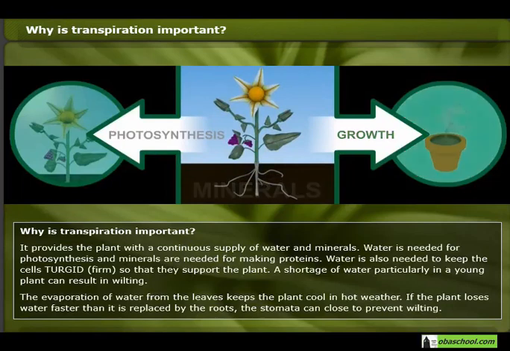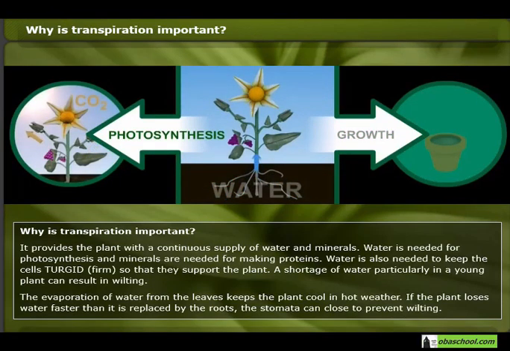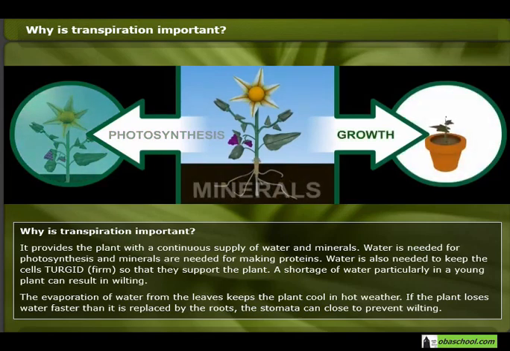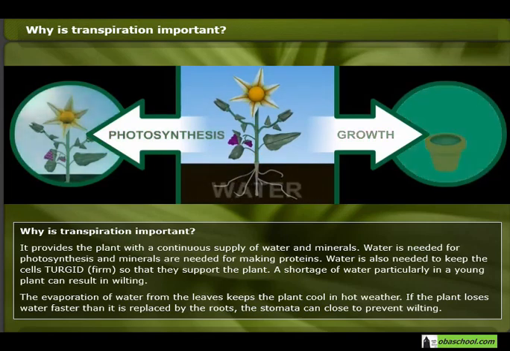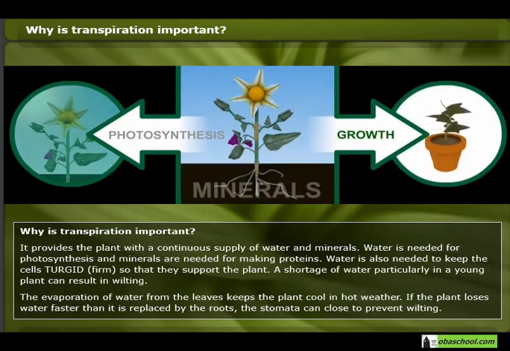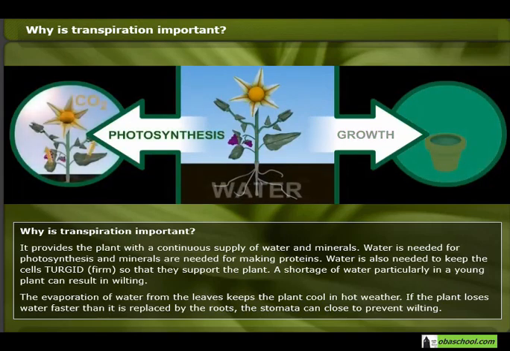Why is transpiration important? It provides the plant with a continuous supply of water and minerals. Water is needed for photosynthesis, and minerals are needed for making proteins. Water is also needed to keep the cells turgid, firm, so that they support the plant.